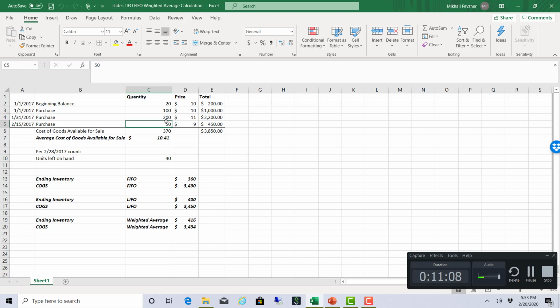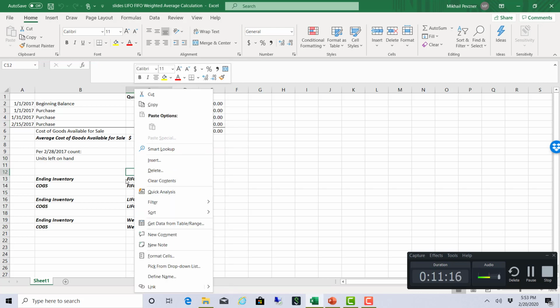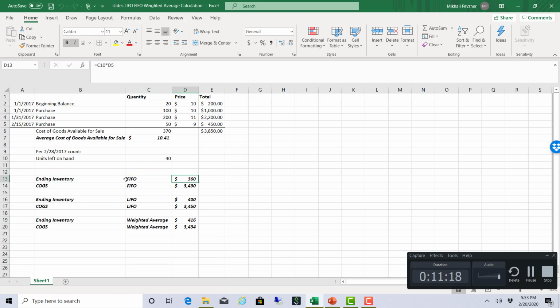So in this particular case, there's only 40 units left. So it must have come from this last purchase of 50 units. So under FIFO, you can see my formula, it's just 40 units times $9. Times $9 must have come from this layer under FIFO. Well, if I know now that I only have $360 left on hand, then the cost of goods sold is simply the difference between, in this case, cost of goods available for sale, $38.50, minus my ending inventory, or $34.90, right? Under LIFO, it's the other way around.